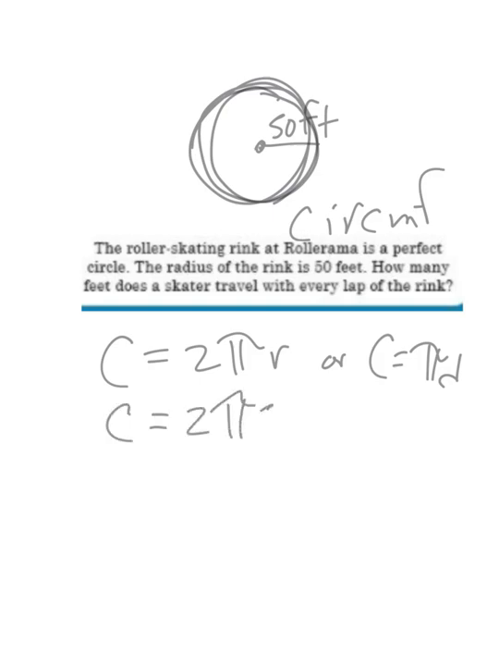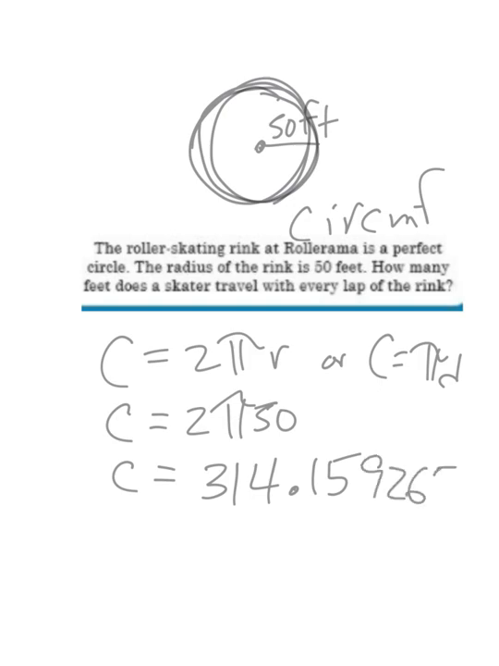2 pi 50 equals, and I'm just going to put that right in my calculator. 2 times pi times 50 equals 314.159265. All right, and now we are going to round this number, so we're going to cue on that 5. 5 and above, give it a shove, so that 0.1 is going to turn to 0.2. And this will be feet.